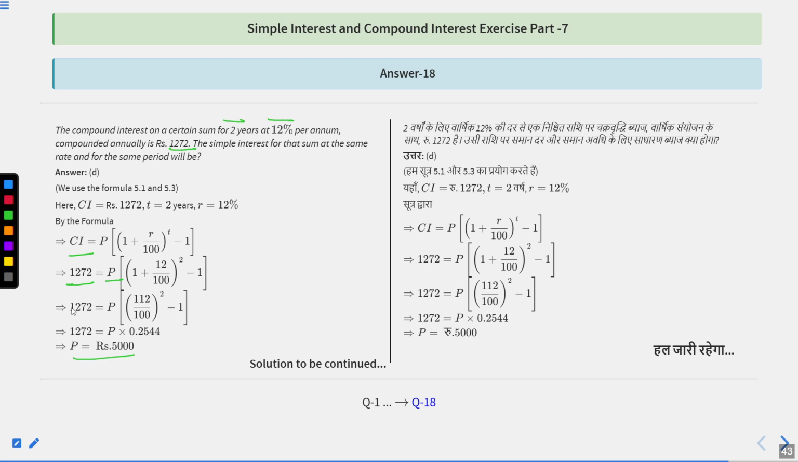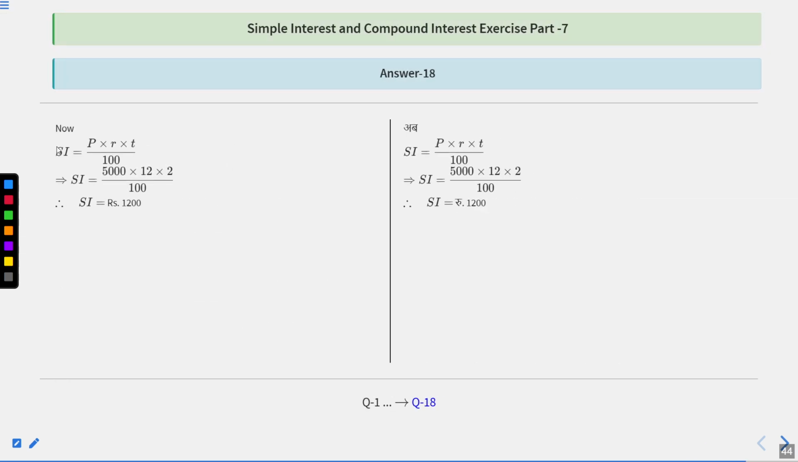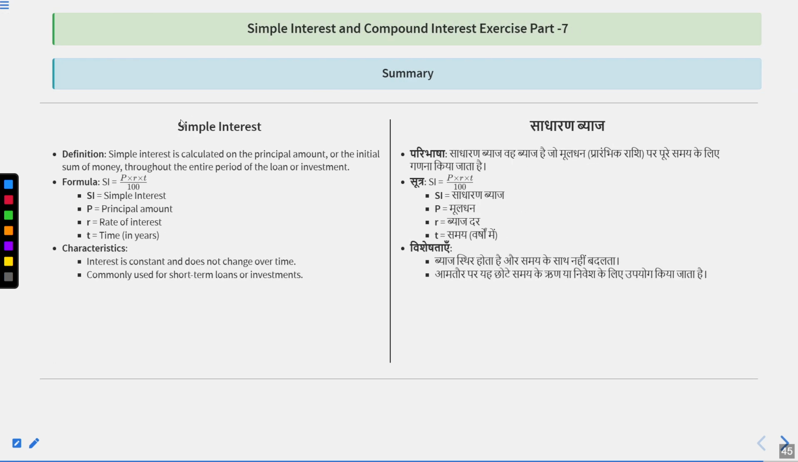So what will be the simple interest? We calculate simple interest by the formula PRT upon 100. We know the principal is 5,000, rate of interest is 12%, and time is 2 years. When we calculate it, simple interest is 1,200 rupees. Now summarizing today's lecture.